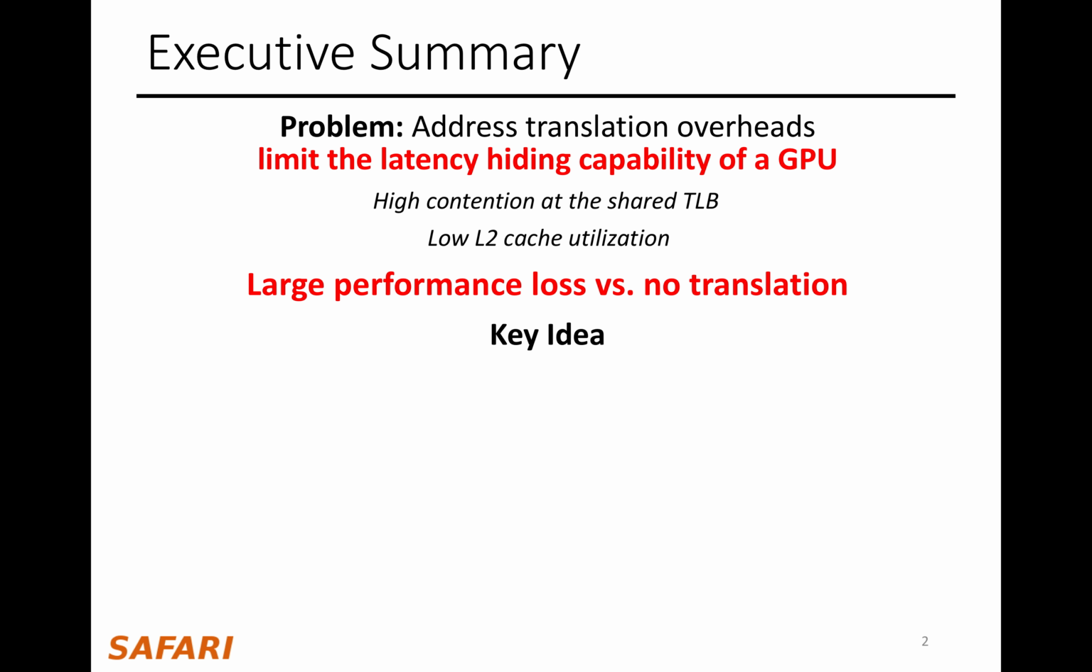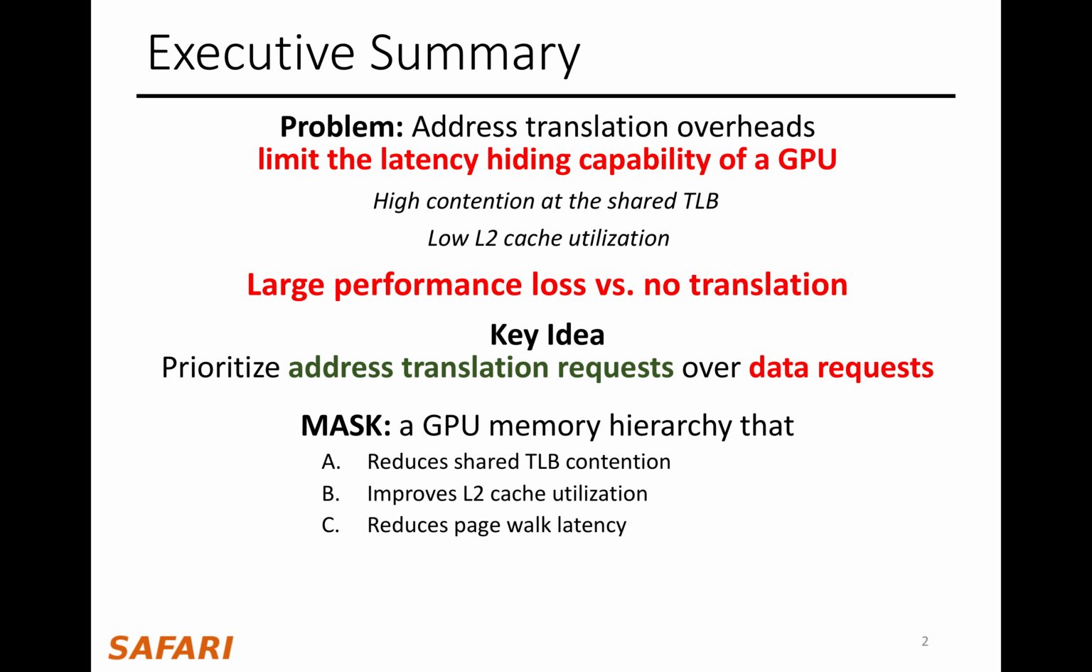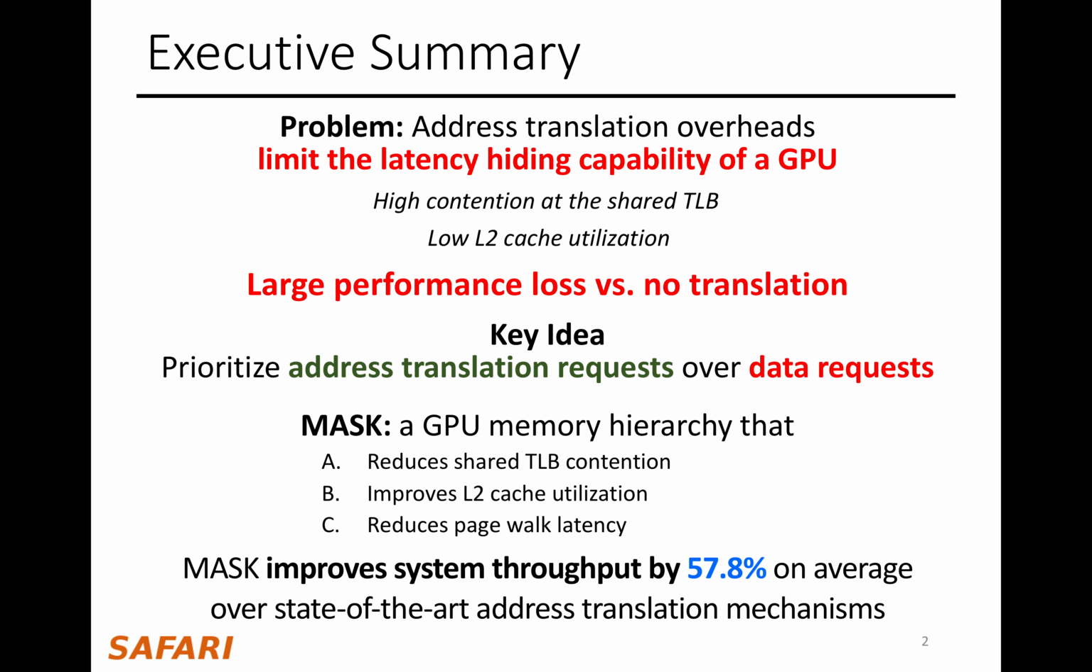So the key idea of our work is to prioritize address translation requests over data requests. In order to do that, we come up with a solution called MASK, which is a GPU memory hierarchy that reduces shared TLB contention, improves L2 cache utilization, as well as reduces page walk latency. And we found that MASK is able to improve system throughput by 57.8% on average over the state-of-the-art address translation mechanism on GPUs.